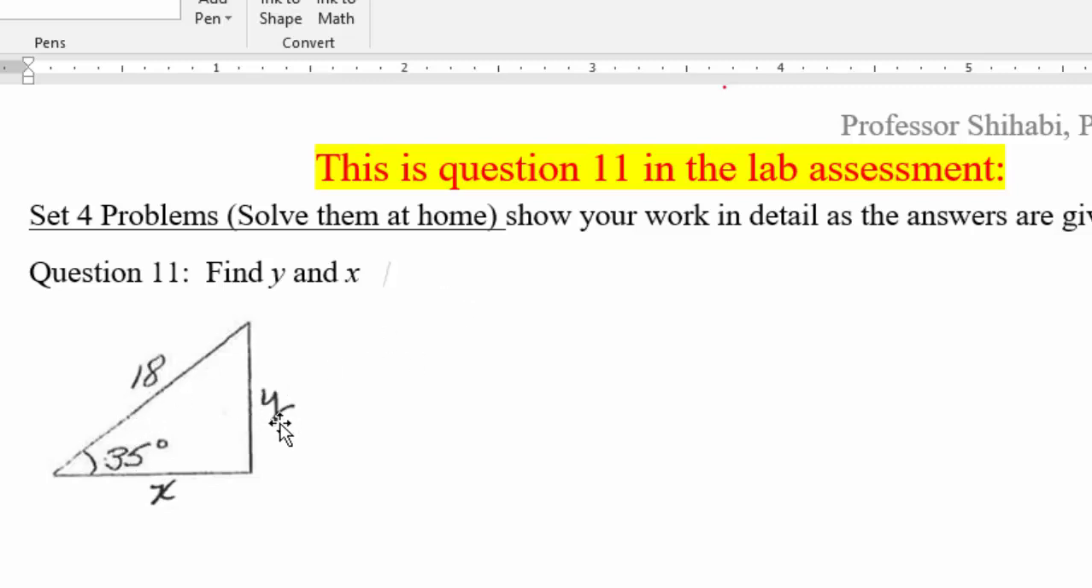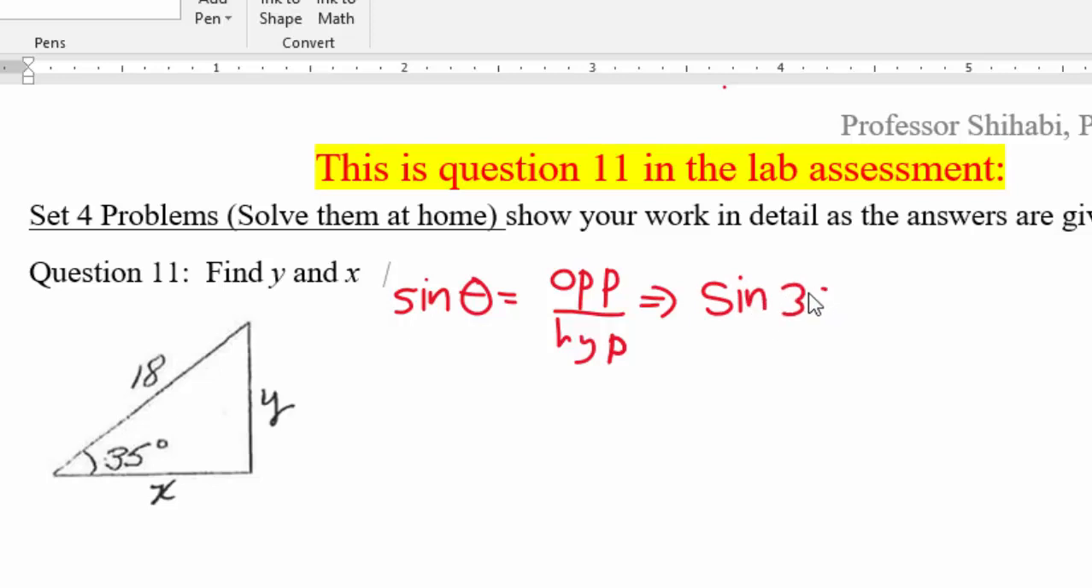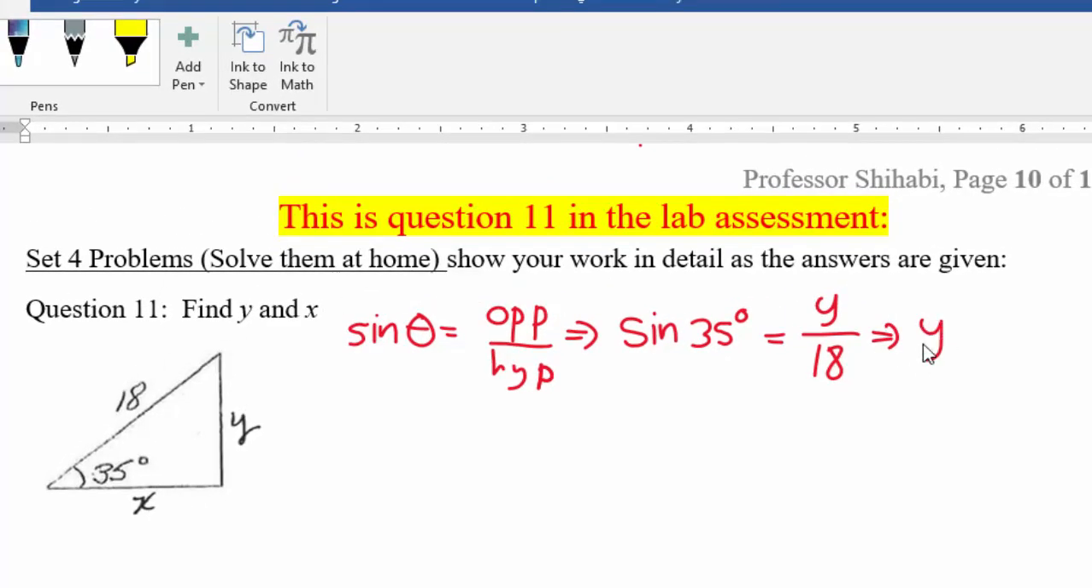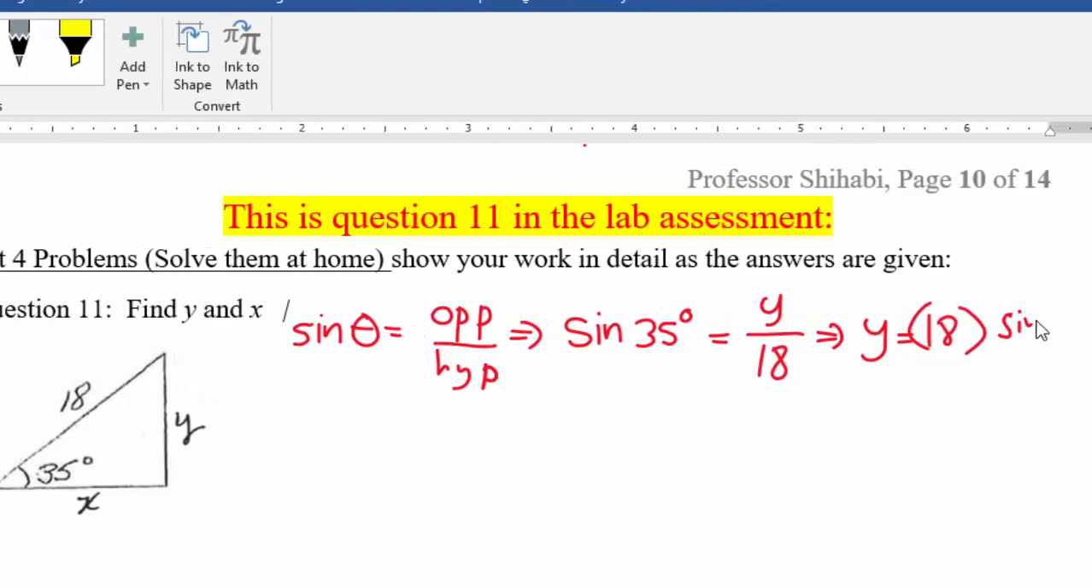Now regarding the opposite, we know that sine the angle is equal to the opposite over the hypotenuse. In this case, the angle is 35, the opposite is y, and the hypotenuse is 18. So we have one equation with one unknown, which is y. So now we can solve for y. Y will be 18 times sine 35, and we can carry out the calculation.